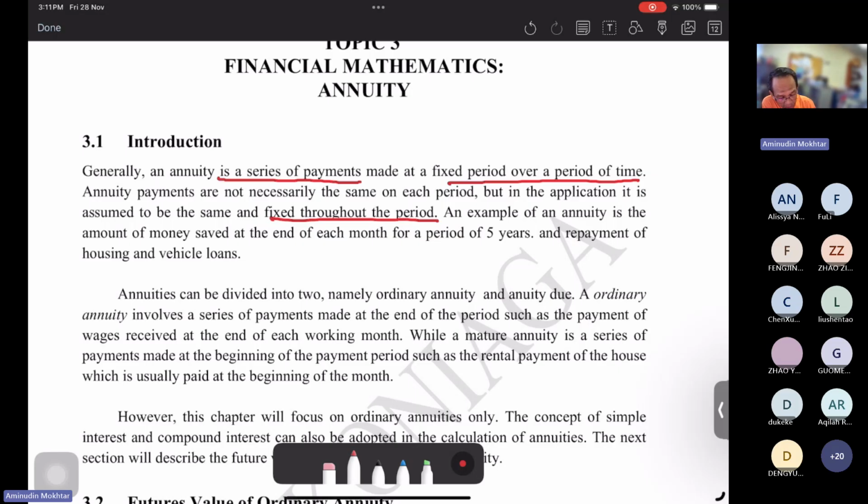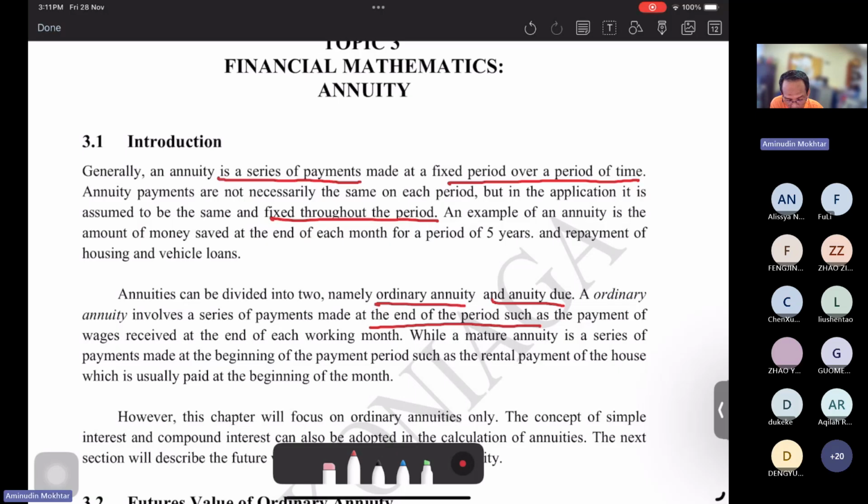In general, annuity can be divided into two types, namely the ordinary annuity and annuity due. What is ordinary annuity? Ordinary annuity, or annuity biasa, involves a series of payments made at the end of the period, end of the month. Any amount that we pay at the end of the month, such as for our loan and so on, we call the ordinary annuity or annuity biasa.